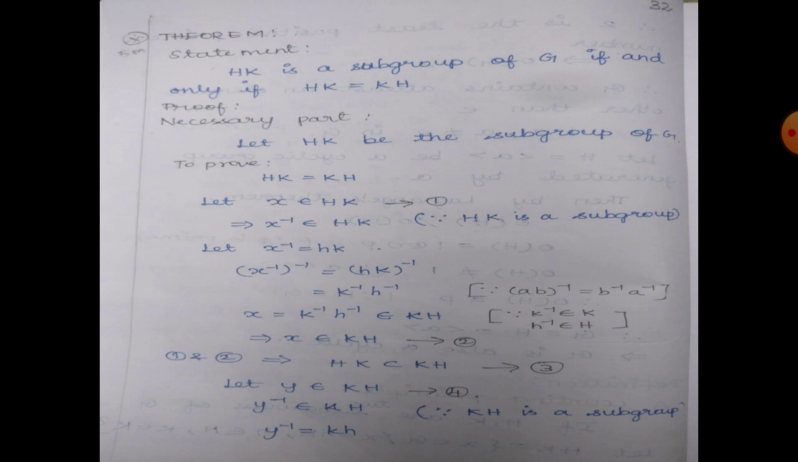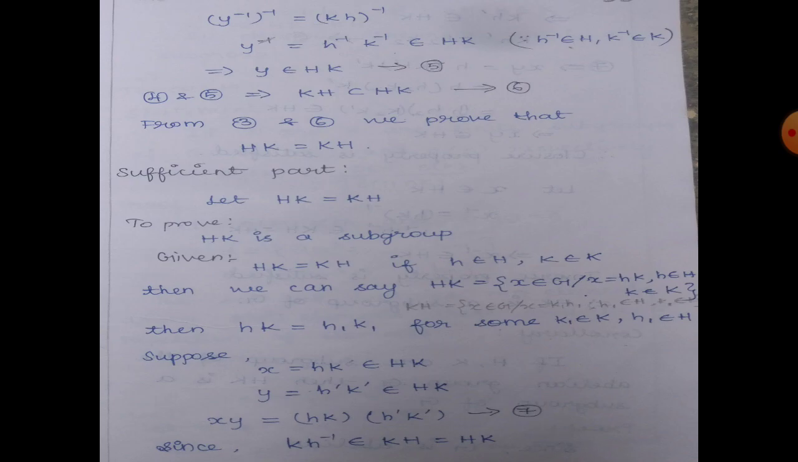Next we take an element from KH. Let y belong to KH, so y inverse belongs to KH. With the same process, by the definition of KH, y inverse is equal to kh. Putting the inverse on both sides, y inverse, the whole inverse, is equal to kh, the whole inverse. So y is equal to h inverse k inverse. H and K are subgroups, so the inverses also exist. So h inverse k inverse belongs to HK, so y belongs to HK. So from 4 and 5 we get KH is a subset of HK. From 3 and 6 we can prove that HK is equal to KH.